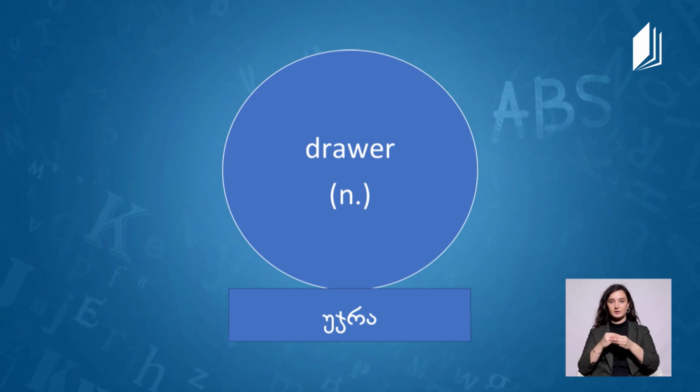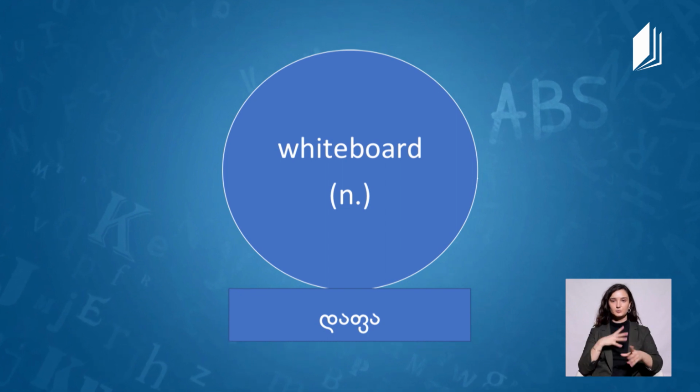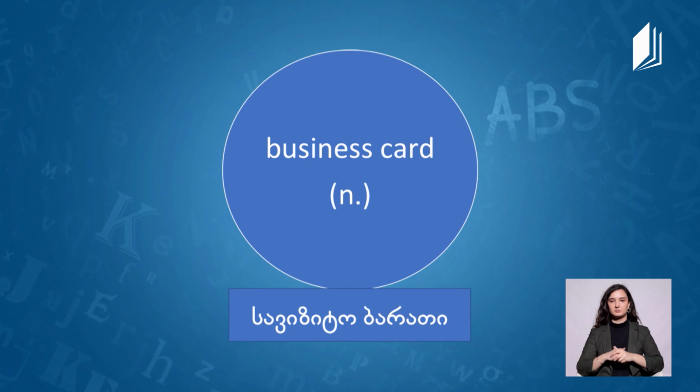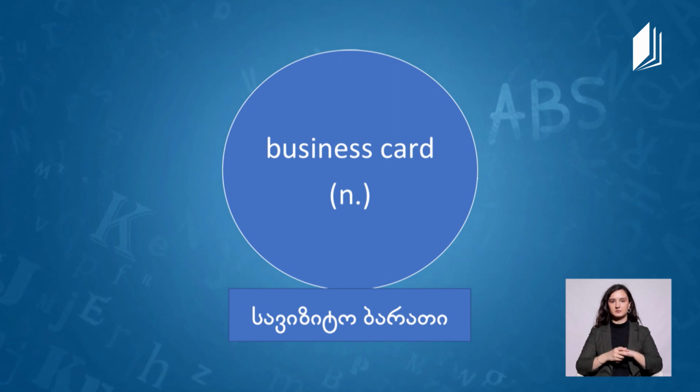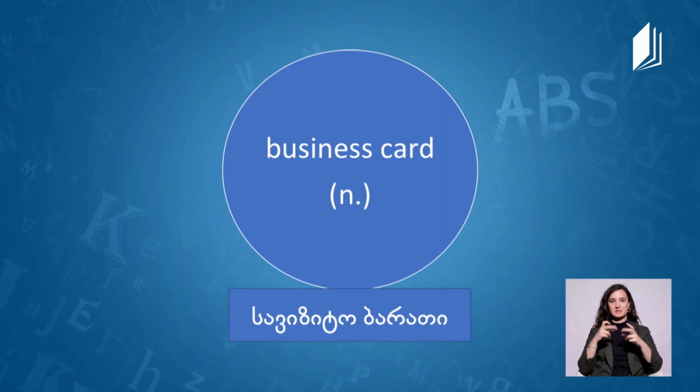Together, drawer. And after that, we have whiteboard. Noun. Whiteboard. Together, whiteboard. And last, we have business card. A noun. Business card. Together, business card.